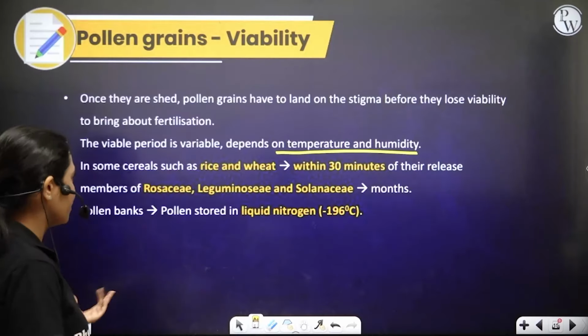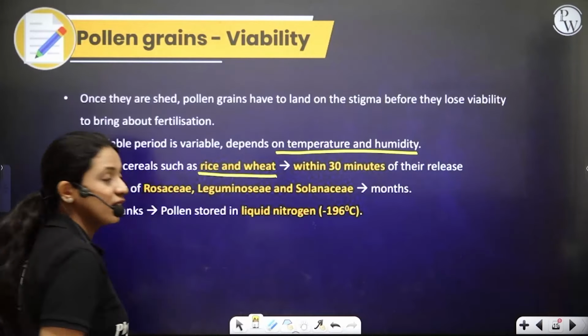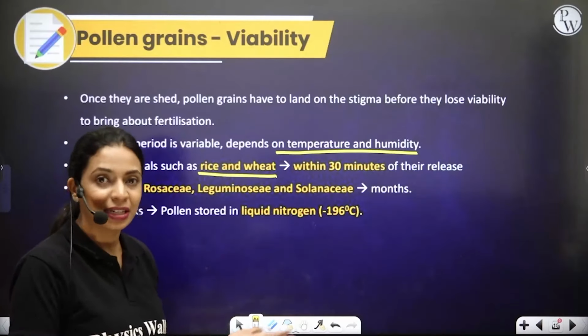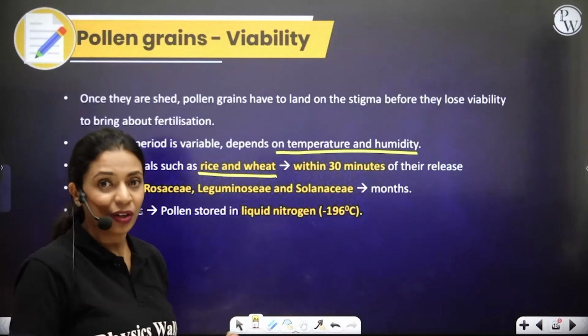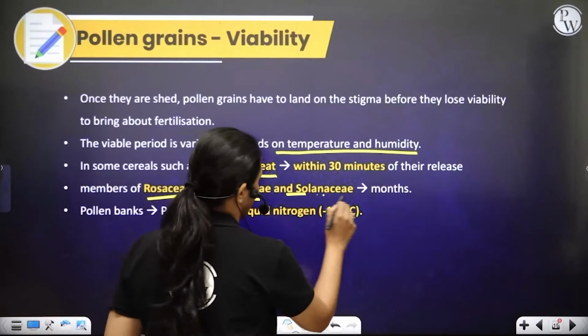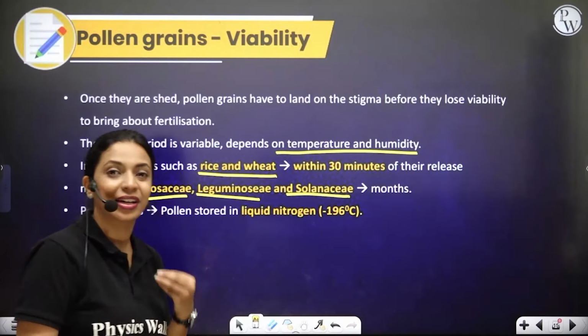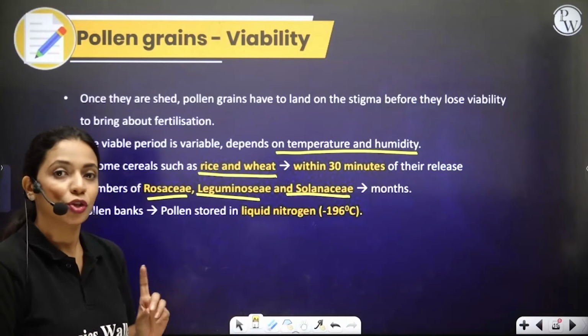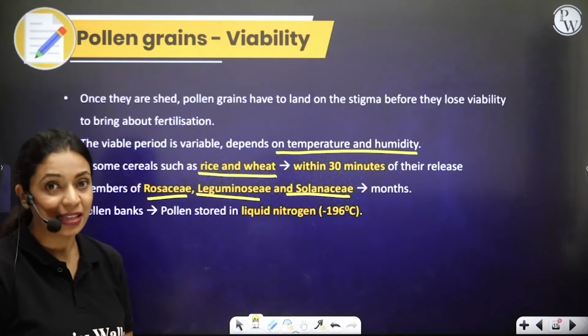For example, there are some cereals such as rice and wheat where the viability is lost within 30 minutes of release of the pollen grains. When you consider flowers belonging to some families like Leguminosae, Rosaceae and Solanaceae, there the pollen retain their viability for several months after release.